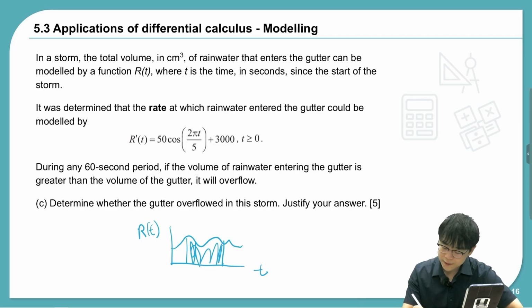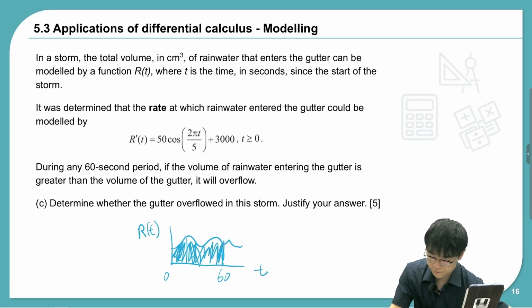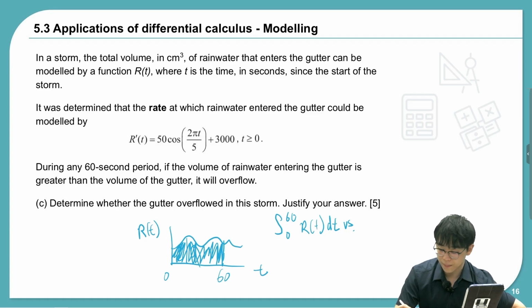So if you want to find this from the first 60 seconds, we can find the area under this graph. That's going to give us the volume of all the water that's flown in, and then we can compare that against the actual volume. So what we want to compare is the volume that's flown in. It would be the interval from 0 to 60 seconds. And then we'd have the rate at which water came in, and then we would have this versus our volume.